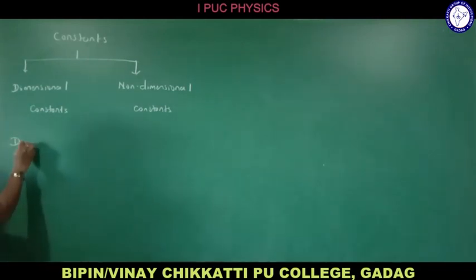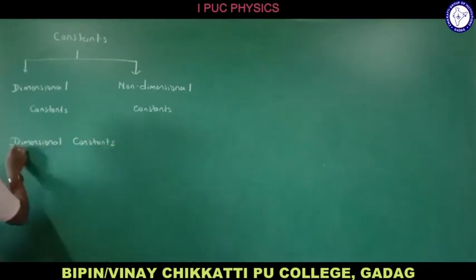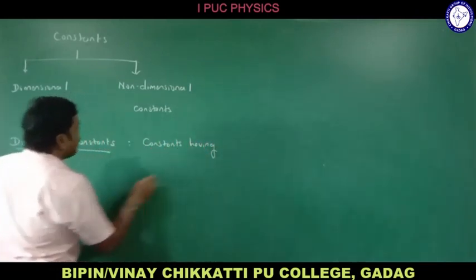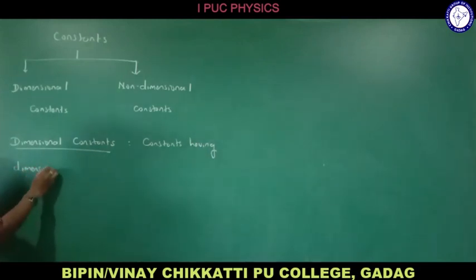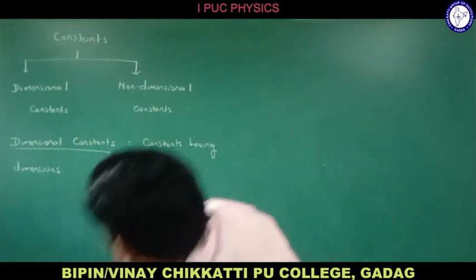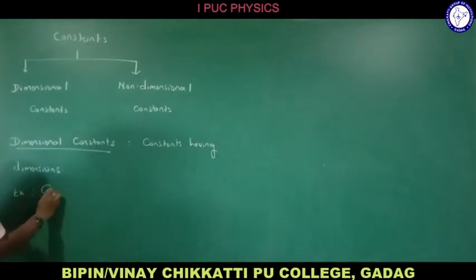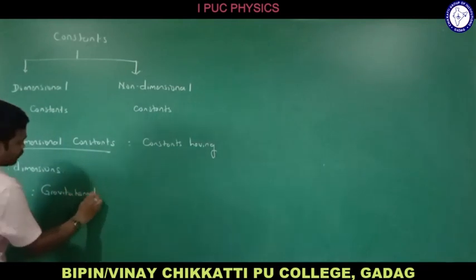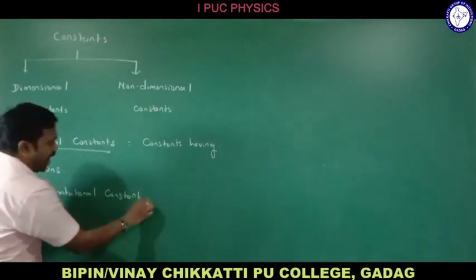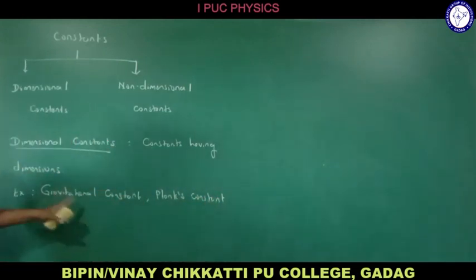So what are dimensional constants? Dimensional constants, let us check it out. These are constants having dimensions. There are some constants which have dimensions, so that kind of constants are called dimensional constants. Okay, now let me take an example for dimensional constants. The example for dimensional constant is gravitational constant, right? That is a constant which has dimensions. Even Planck's constant. So these are the constants having dimensions.